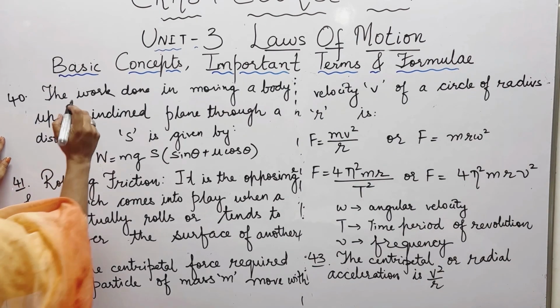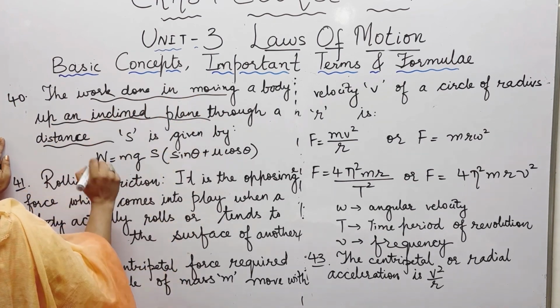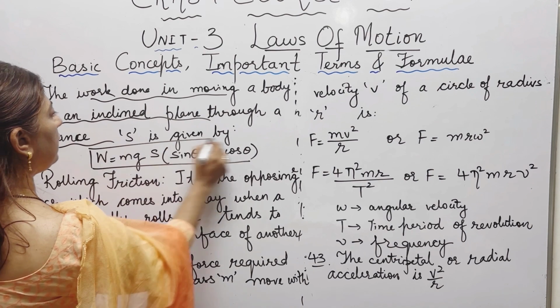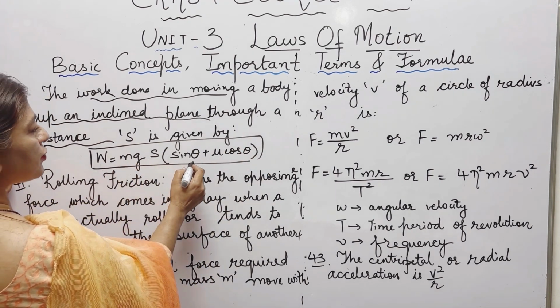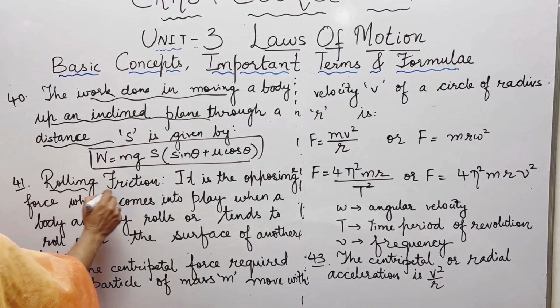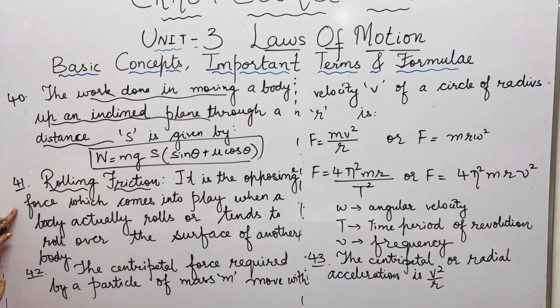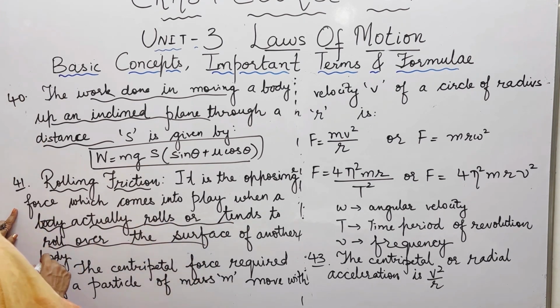The next is about the work done in moving a body up an inclined plane through a distance s, which is given by mg into distance into (sine theta plus mu cos theta). The next is about rolling friction. It is the opposing force which comes into play when a body actually rolls or tends to roll over the surface of another body.